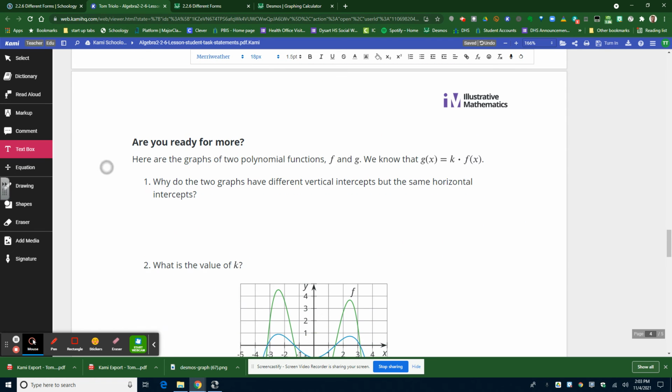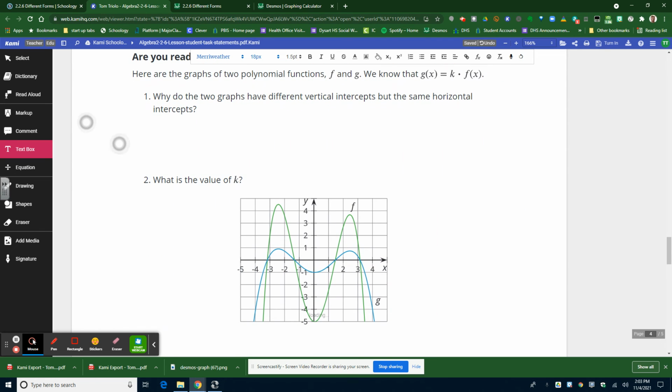So last thing we're going to do is you've got 2 graphs, 2 different vertical intercepts with the same horizontal intercepts. Find the value of k. In other words, my original graph was green. How do I know it's green? Because f goes with the green. And my new graph is blue with g. So how do you get from the green graph to the blue graph? Write it before you say it.